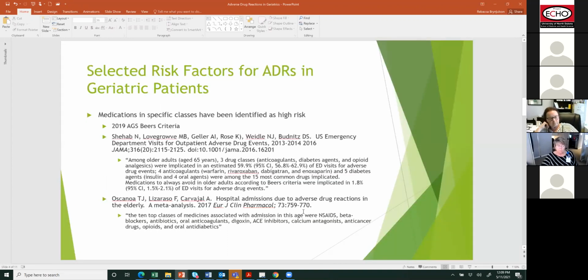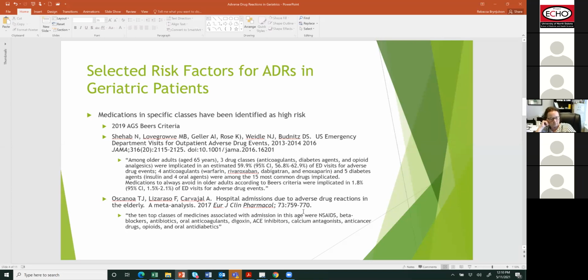There are definitely selected risk factors for adverse drug reactions in geriatric patients. We do know in geriatric patients that there are specific medication classes that have been identified as high risk for those patients. So we use tools and information like the 2019 AGS-BEERS criteria to help inform us of what medications are high risk and should cause us to pause in use in this patient population.